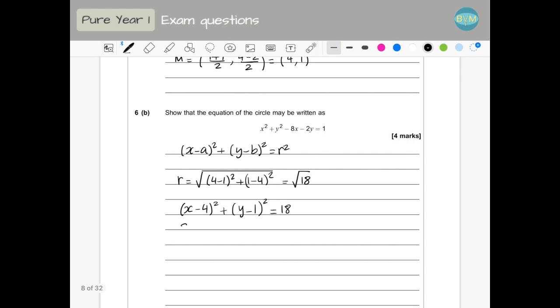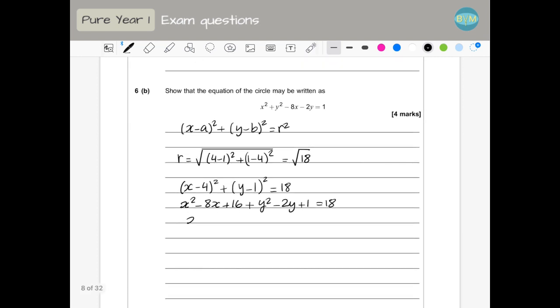Expand the first bracket: x squared minus 2 times 4x, so 8x, plus 4 squared, which is 16. The second bracket is the first one squared, minus 2 times first and second, so 2y, plus second squared, equal 18. So I have x squared plus y squared minus 8x minus 2y equal to, on this side I have 16 plus 1, 17, and here I have 18. So 18 minus 17 is 1. And that's the equation of the circle in the way that I need.